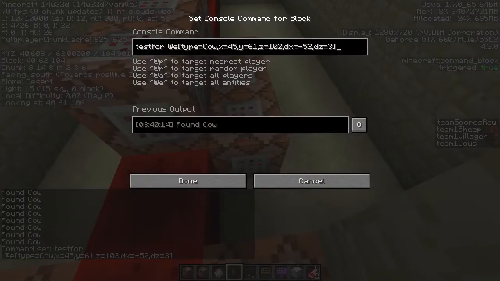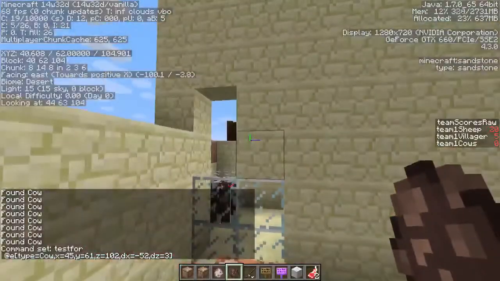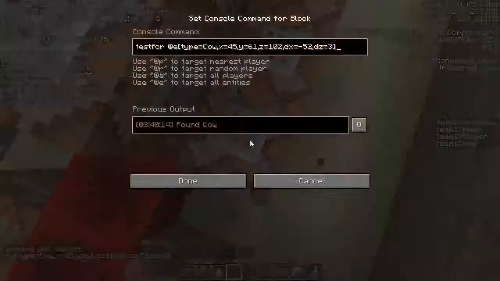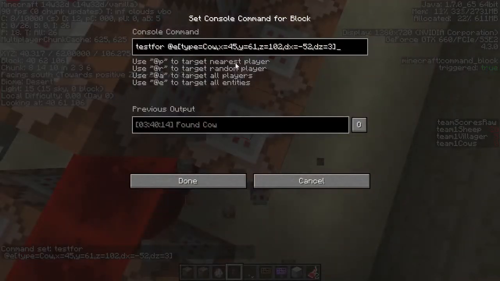Maybe I need to take a look at the selector arguments for DX and DZ then. Maybe I'm misunderstanding them. Yeah, I doubted stats itself, simply because it is finding all the sheep. The only thing I'm wondering about is why this selector is not working.